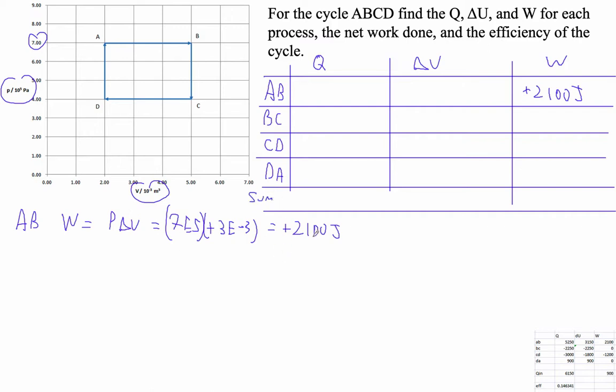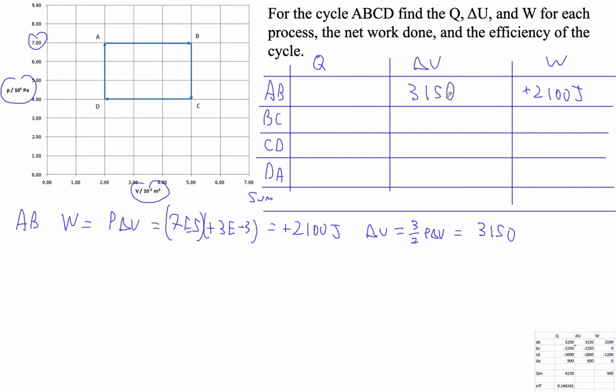Now let's figure out for AB, this is our work. Remember that our change in internal energy is just 3/2 P delta V, so I'm going to use that. By the way, for this one, they didn't tell us how many moles we have or even the temperature, and we don't need to know, which is kind of weird. So 3/2 times this, P delta V. 7E5 times 3E minus 3 is still 2100, times 3 divided by 2, and that's 3150.